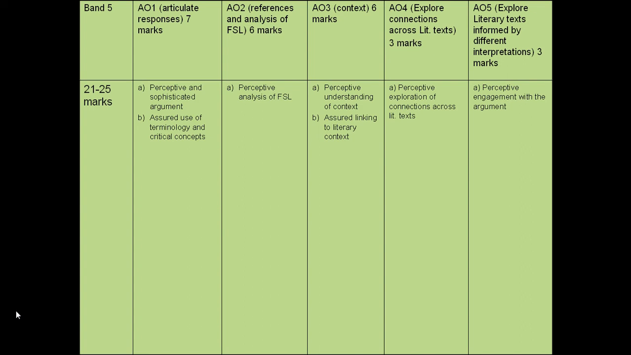Again, we're looking for the perceptive understanding of context. And remember, context here can be literary, it can be context within the extract, it can also, of course, be historical and social. Then we're looking for some connections between our texts, which again are only 3 marks in this section. So do bear that in mind when you consider the weighting of your connections. And again, we're looking at different interpretations, AO5, your use of feminist perspective, what other writers have said, etc., etc.